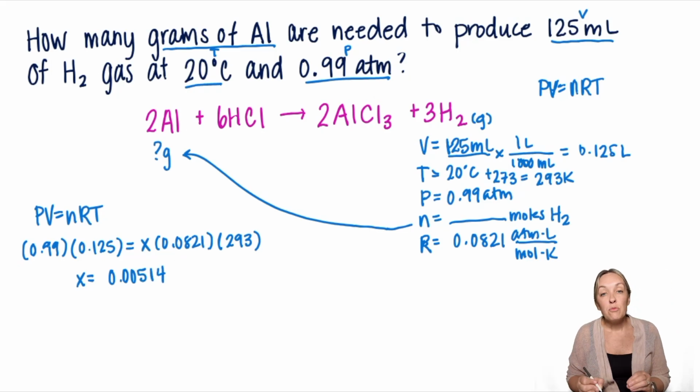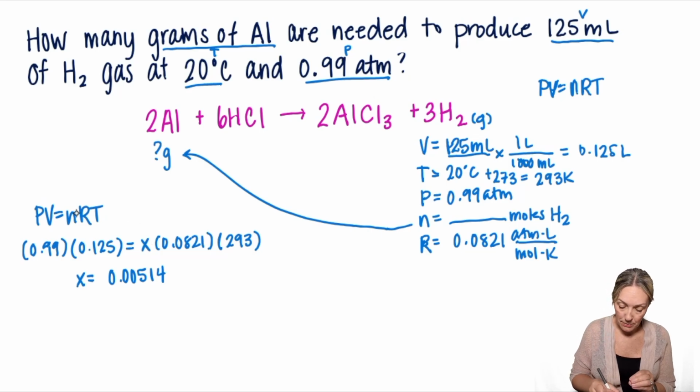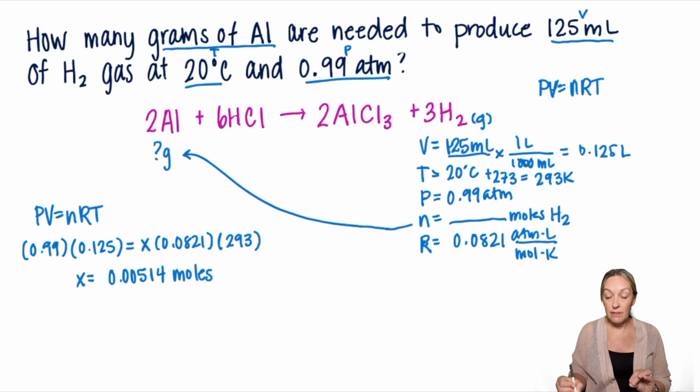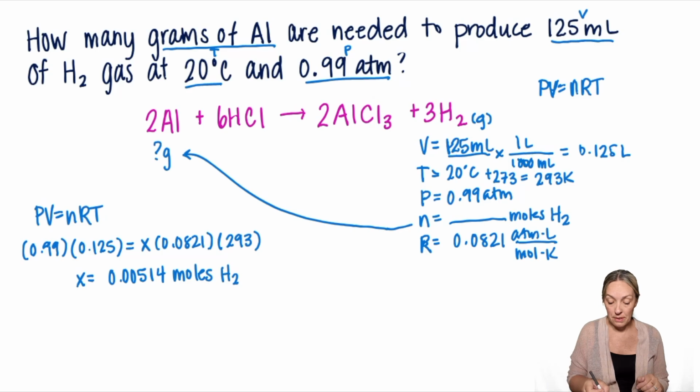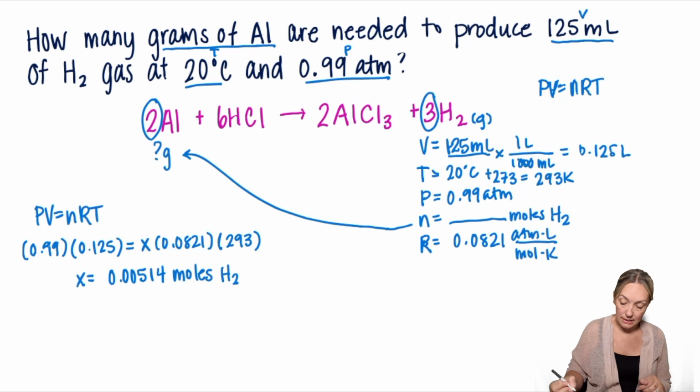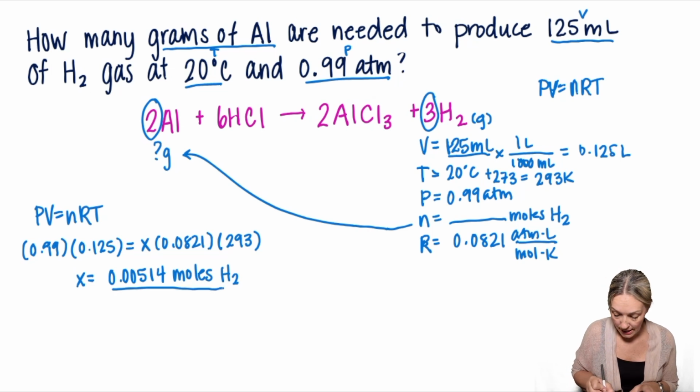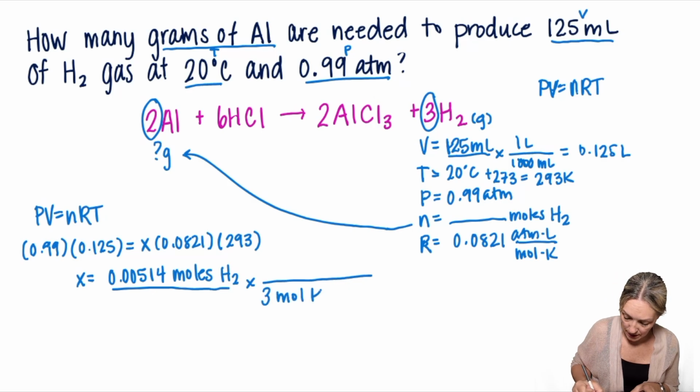When I solve for X, I end up with 0.00514. Remember to keep track of the unit and the substance. So this X was representing my variable n, and n is moles. This is moles, and specifically, because this entire equation pertained to the H2, this is moles of H2. My end goal in this problem is to find grams of aluminum. Well, the only way to relate two different substances in a balanced equation is through the mole ratio. Since I have moles, I'm ready to use that 2:3 ratio, and I'm going to put 3 moles of H2 on the bottom and 2 moles of Al on the top.